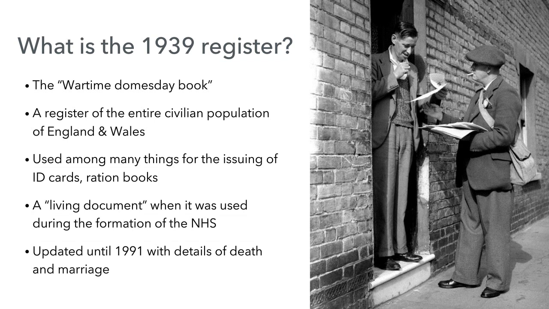This register was used by the government to issue identity documents to the civilian population. It was also used for more than that. It was used to record the population for statistical purposes. You'll see the remnants of that in the sense that certain industries were listed very specifically within the register. It was also used to issue ration books when rationing came into force in January 1940. And most interestingly to a family historian, these registers became the basis of the records for the new National Health Service when it was founded in 1948.